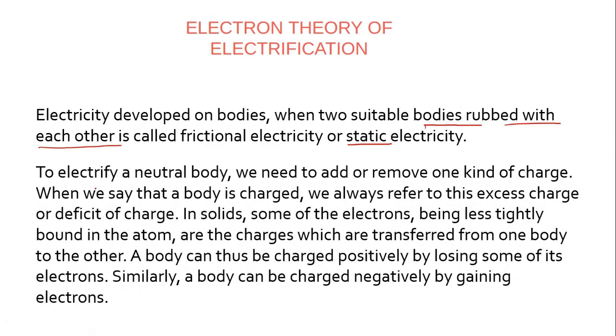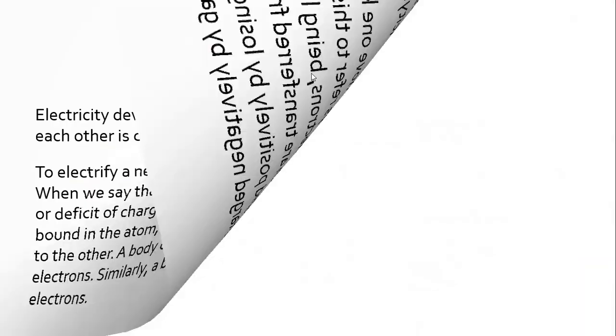Now, in order to electrify a neutral body, the body can have an excess of charge or a deficit of charges. A body is charged positively by losing some of its electrons, and a body can become charged negatively by gaining some electrons. So what is the key statement here? A body becomes positively charged by losing some of its electrons, and a body becomes negatively charged by gaining some electrons. This is called the electron theory of electrification.